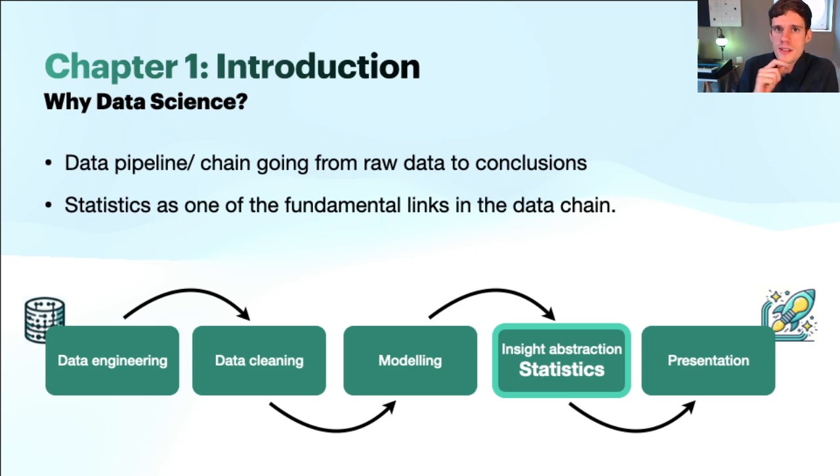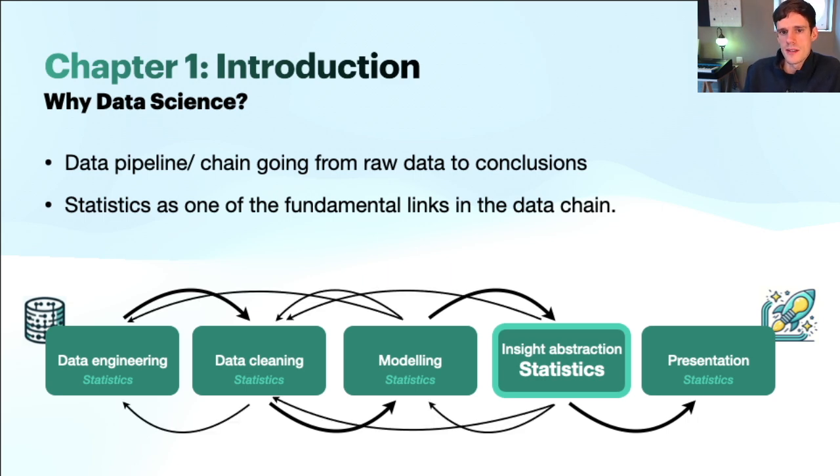Additionally, the role of statistics is not isolated to this one block, the insights abstraction. Instead, in all of the different parts in the data pipeline, a basic notion of statistics makes you much more effective and decreases the chance of making errors. Another reason why statistics is not isolated to just this one block in the pipeline is because this pipeline is an oversimplification. In real-world problems, you don't go through the pipeline once and then your job is done. Instead, at each point in the data, at each link in the chain, you might observe some behavior or something in the data which forces you to go back and redo some of the previous steps.